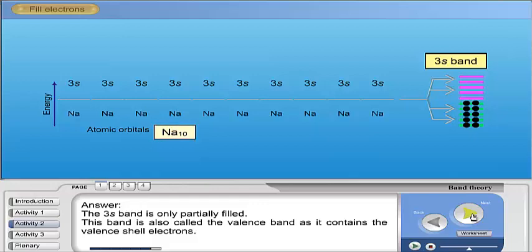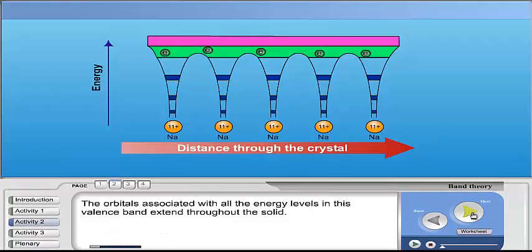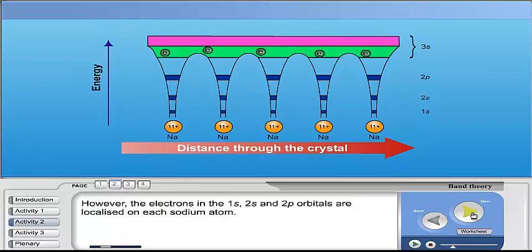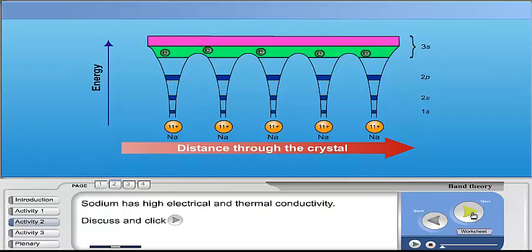This band is also called the valence band as it contains the valence shell electrons. The orbitals associated with all the energy levels in this valence band extend throughout the solid. However, the electrons in the 1s, 2s, and 2p orbitals are localized on each sodium atom. Sodium has high electrical and thermal conductivity. Discuss and click Next.